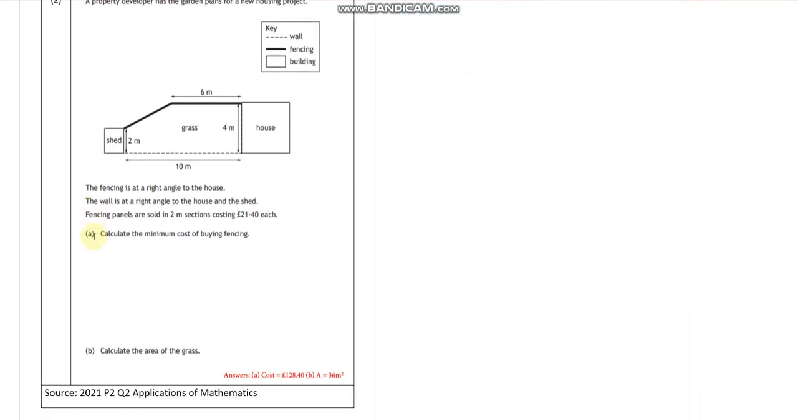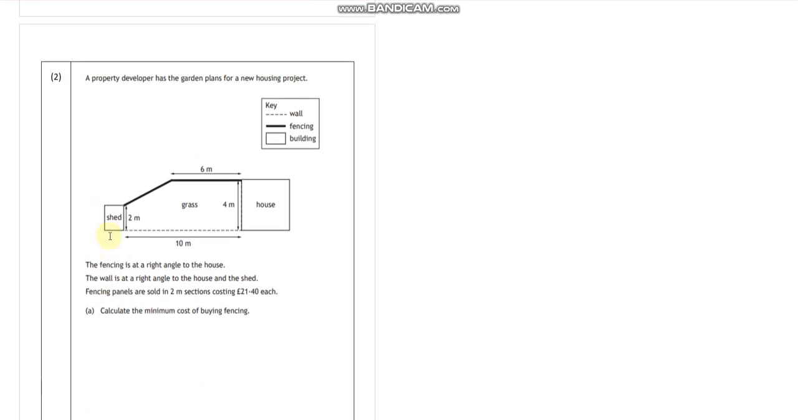Again, I'll let you have a read of that. Feel free to pause. So in this question, we're looking at fencing. So we seem to have some fencing. This is trying to make it a wee bit trickier for you.